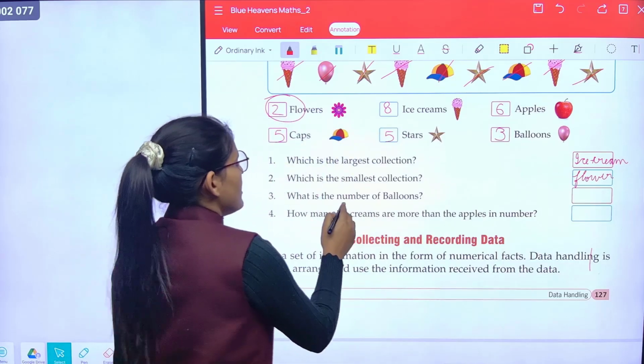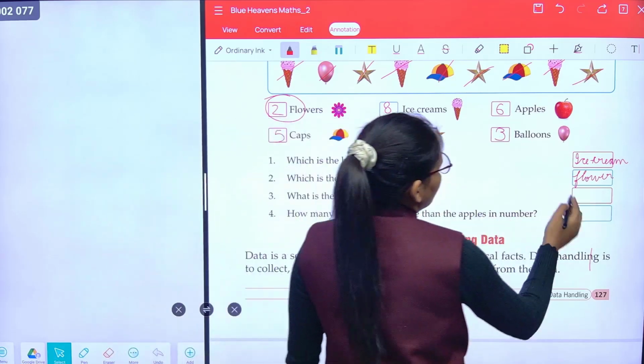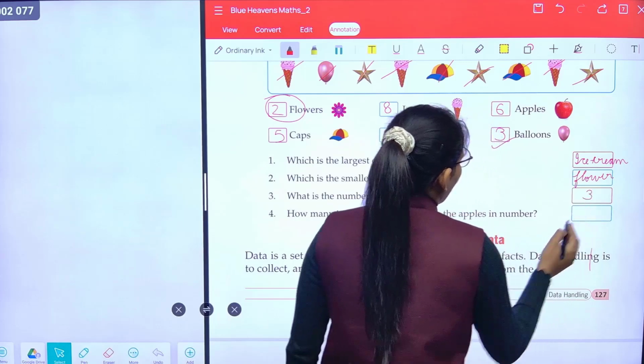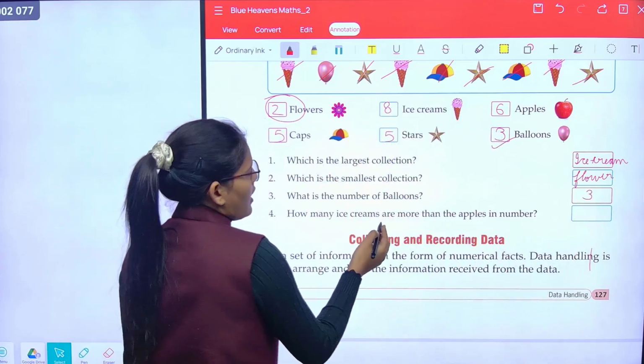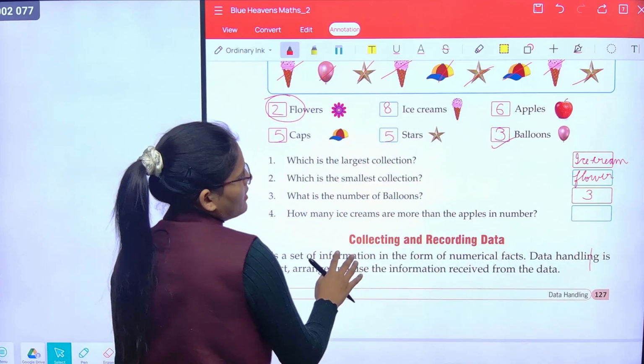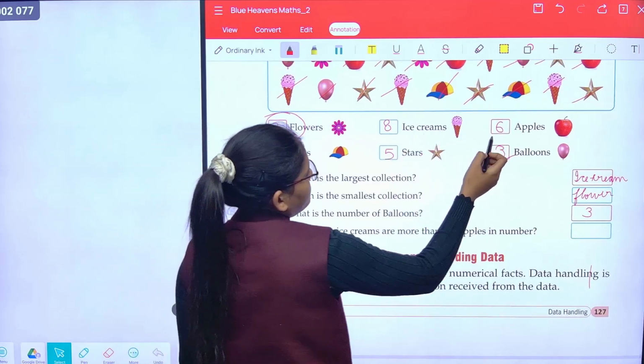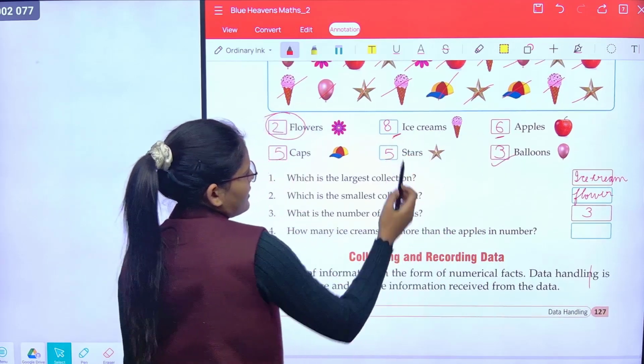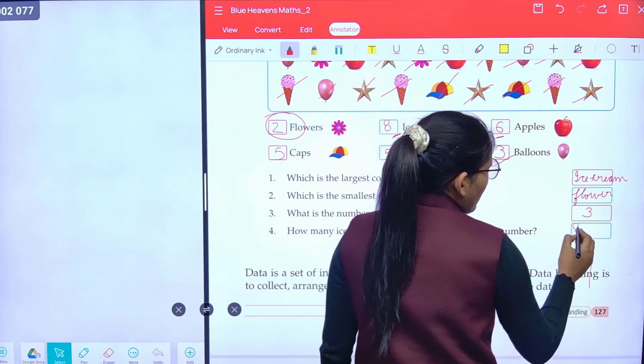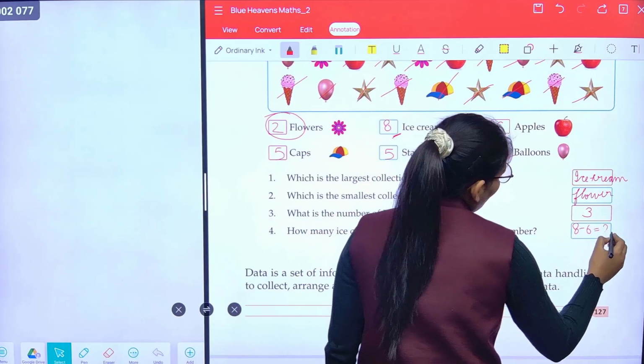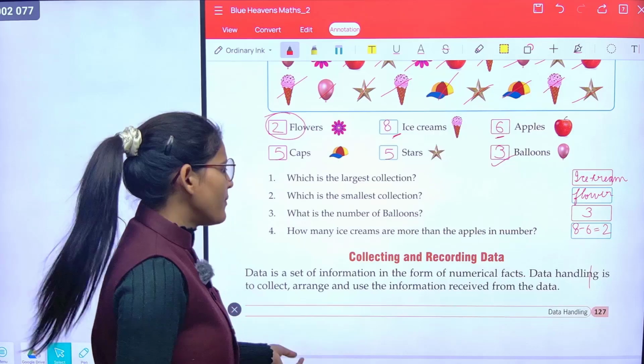Now, what is the number of balloons? So 3. Now, how many ice creams are more than the apples in numbers? Class, there are 6 apples and 8 ice creams. So 8 minus 6 is equal to 2 ice creams more than apples.